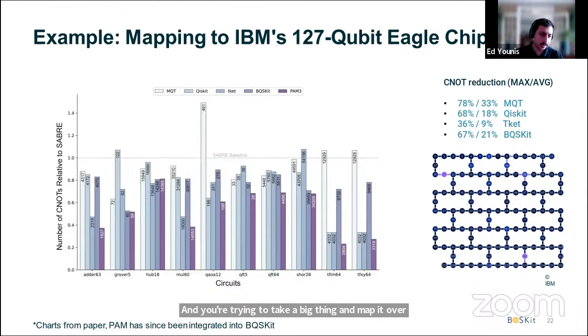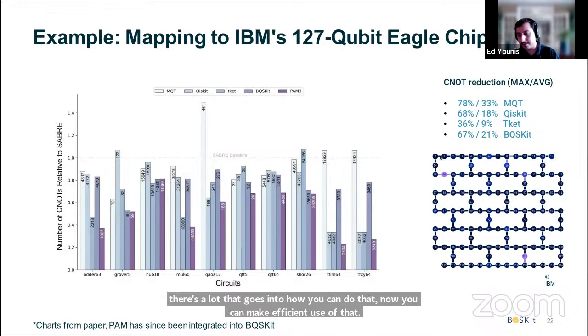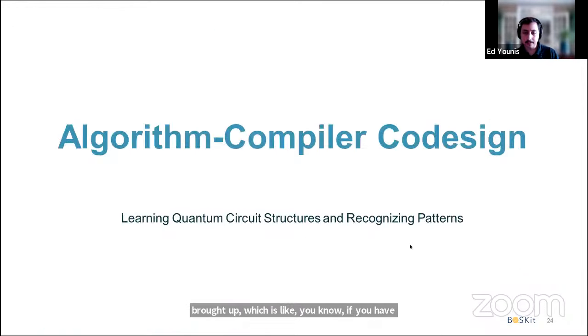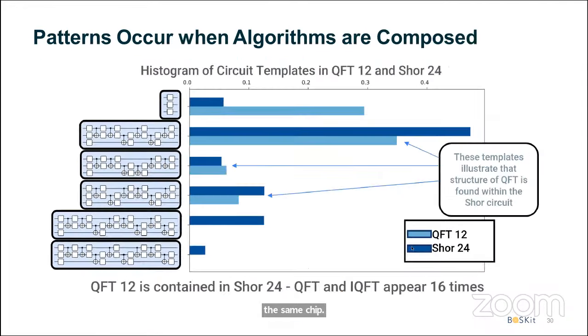There's also different types of circuit cutting, circuit knitting. There's a lot that goes into how you can do that and how you can make efficient use of that. I just wanted to talk about that one thing that I brought up, which is if you have multiple different programs, you want to put them on the same chip. I hope that clarified. That's fine, thank you.